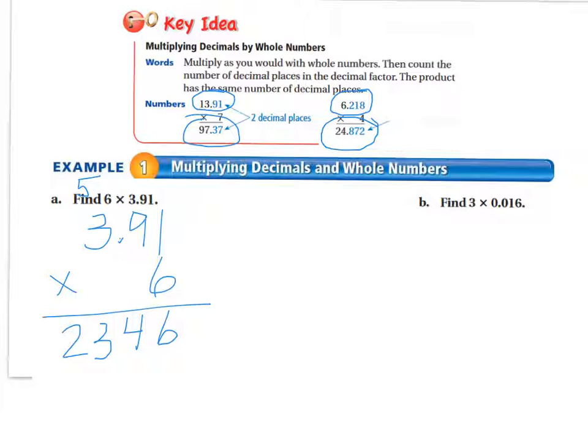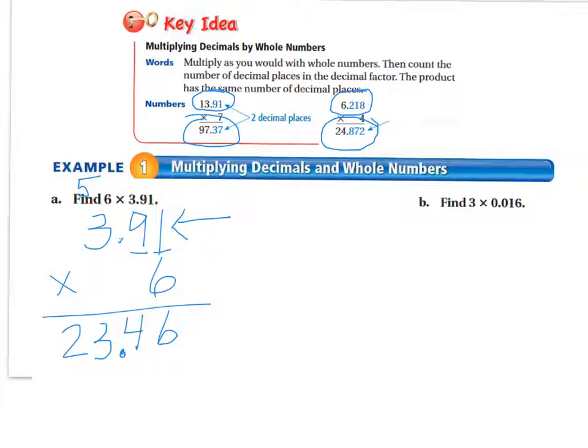And then my last step is to place my decimal. I go back and see that this is the decimal factor, the factor that has a decimal. There are 2 places after the decimal. I need to have 2 places after the decimal in my answer, so it goes here at 23.46.